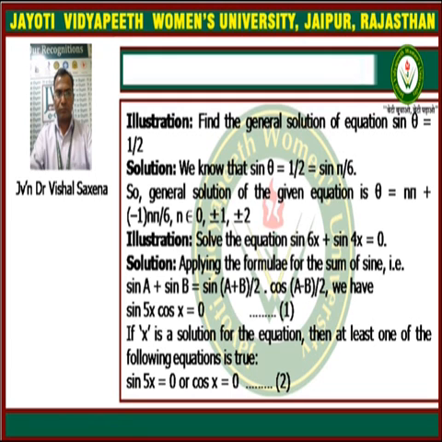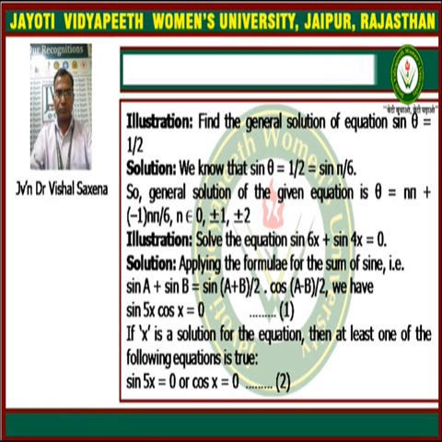Illustration. One more example we take here. Solve the equation sin 6x plus sin 4x equal to 0. Solution. Applying the formula for the sum of sines, that is sin a plus sin b is equal to 2 sin (a plus b) upon 2 into cos (a minus b) upon 2, the given equation can be written as sin 5x into cos x equal to 0. So this is the equation sin 5x into cos x equal to 0.